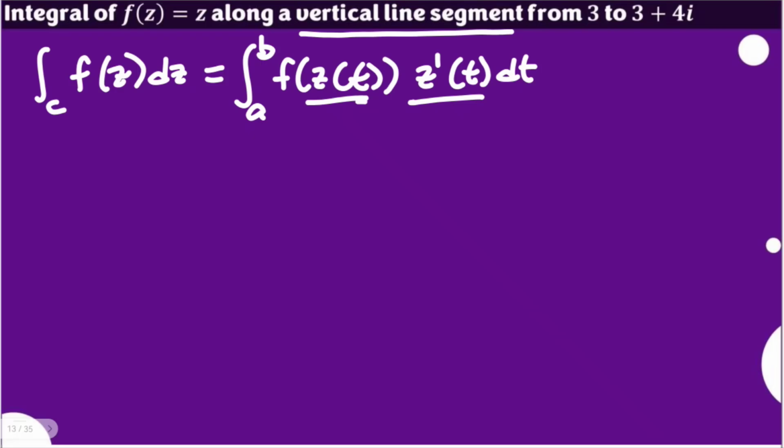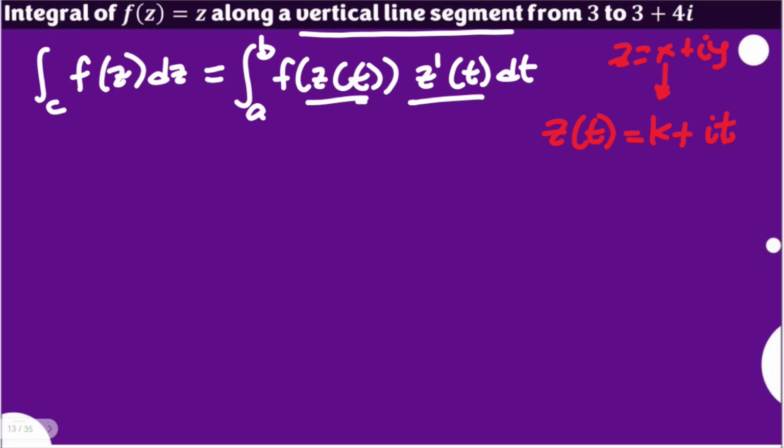Take note our path is a vertical line segment. Previously, we've known that the parameterization of a vertical line segment is identified as k plus it. Looking at it in an Argand plane, the complex plane, you can see that if it's a vertical line segment, the value of x does not change. That's why the real part, which stands for x in our z definition, x plus iy, will not change. It's a constant k.